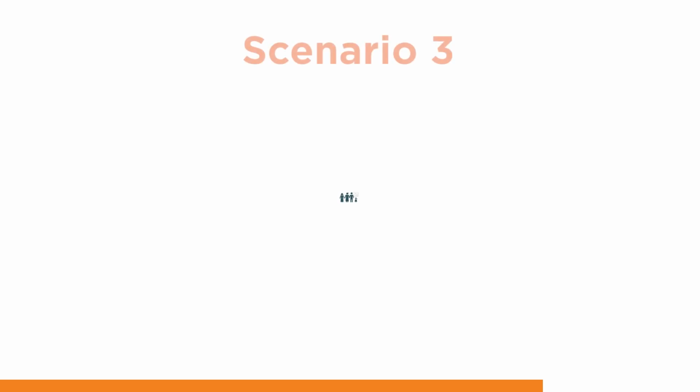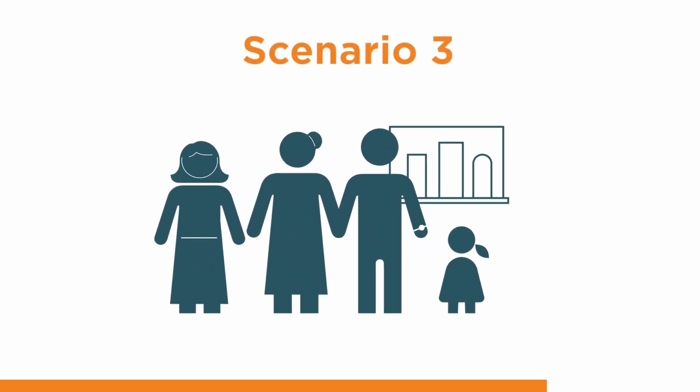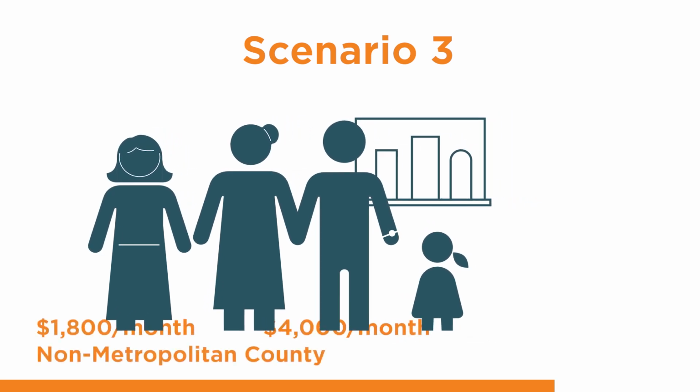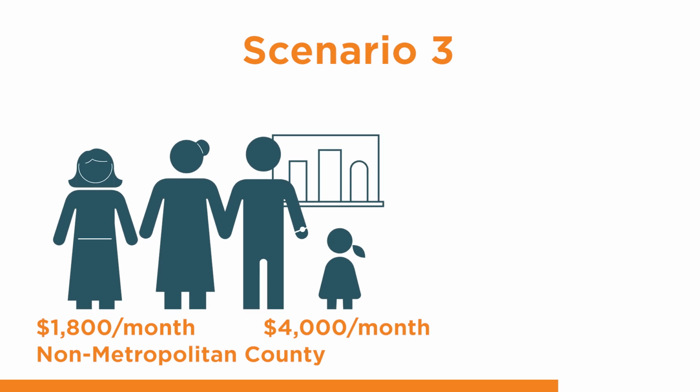Scenario 3. Anne is an in-school youth with disabilities that lives in a house with 3 other individuals, her mother, father, and her younger sister who is 6 years old. They live in a non-metropolitan county. Anne's mother earns $1,800 per month, and her father earns $4,000 per month. Let us walk through this scenario.